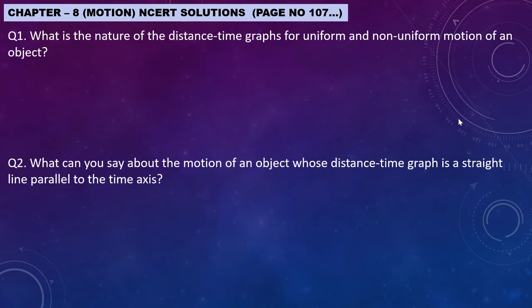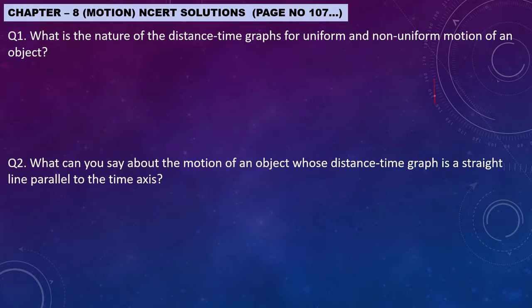So in continuation, today we will start class 9th physics chapter Motion, NCERT questions of page number 107. So let's begin. The first question says, what is the nature of distance time graphs for uniform and non-uniform motion of an object? So here we are talking about the distance time graph.